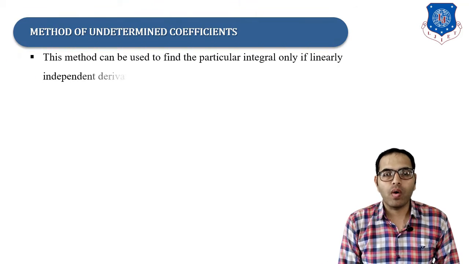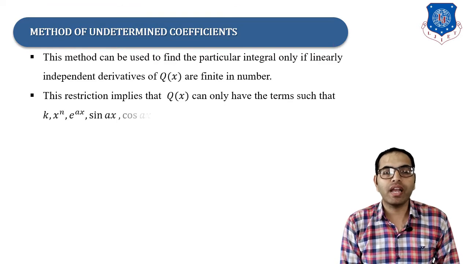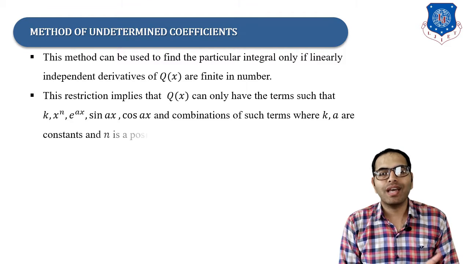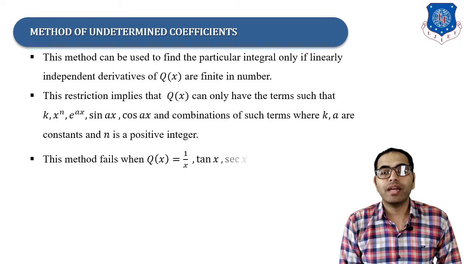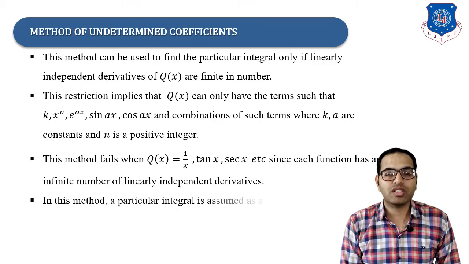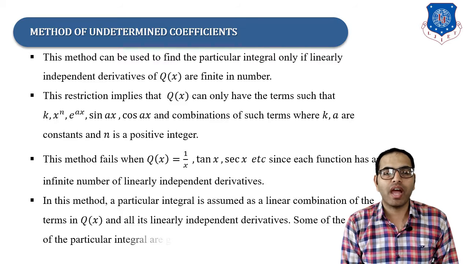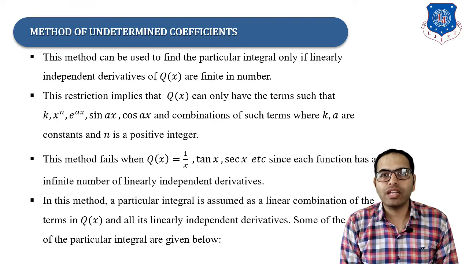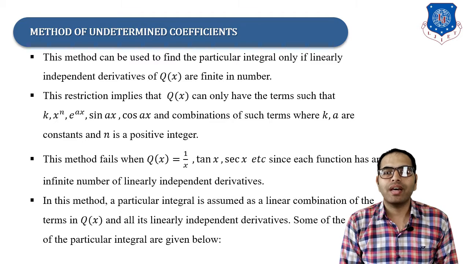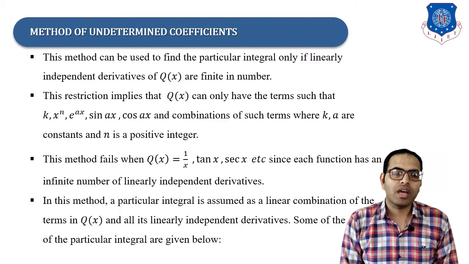In this particular method we can find the particular integral only if q of x as well as r of x has linearly independent derivatives that are finite in number. That means this restriction implies that q of x can only have terms such as k, x raised to n, e raised to ax, sin ax, cos ax, etc., and combinations of such terms, where k and a are constants and n is any positive integer.